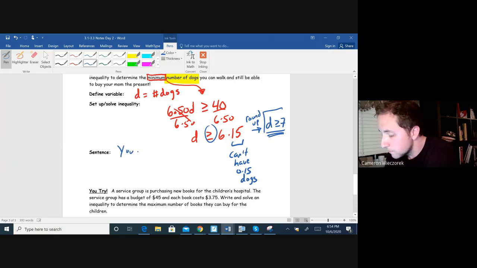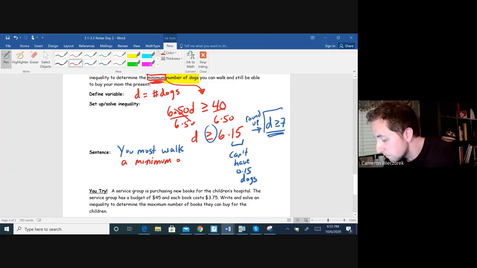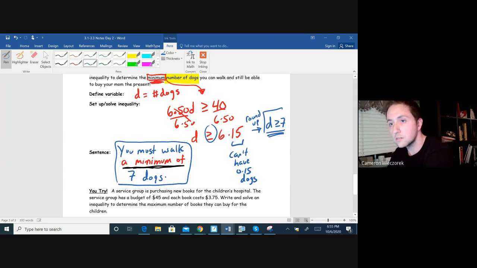which means to answer their question, how many dogs do you need to walk? You could say you must walk at least. You could say a minimum of. You could say no less than. I'm going to use the phrase they gave in the problem this time, which was minimum. So a minimum of. You do not have to use that phrase. You could pick one of the other ones if you like it better. But you got to have some phrase that cues you in what the inequality symbol was. A minimum of. Please don't write 6.15 dogs. You have to have whole number puppies. 7 dogs. And then you get to buy mom that nice birthday present. Start brainstorming what you're going to get her.